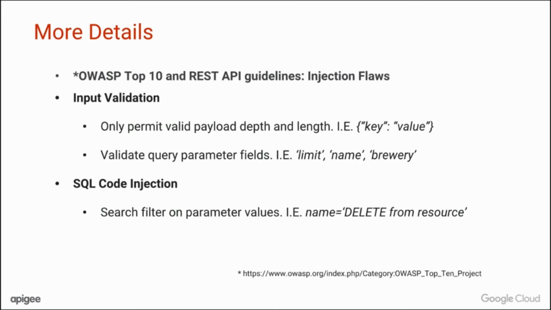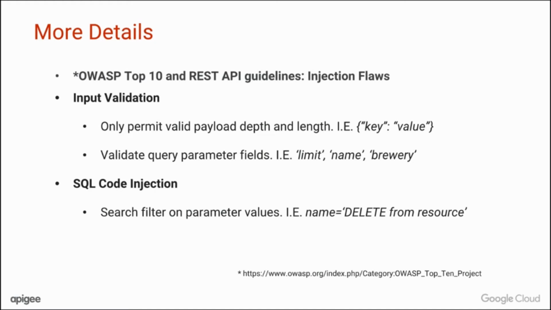In this demo, we'll cover two of those topics. Input validation, where user-supplied data is not validated, filtered, or sanitized before the application receives it. It should be applied at both syntactical and semantic levels. That's like structured fields and/or value ranges, i.e. only permit valid payloads or depths and lengths. A key value is one depth, whereas key 2, key 3 would be multiple depths. And also validate query parameter fields, i.e. for this demo, I'm only going to validate the limit, name, and brewery key fields.